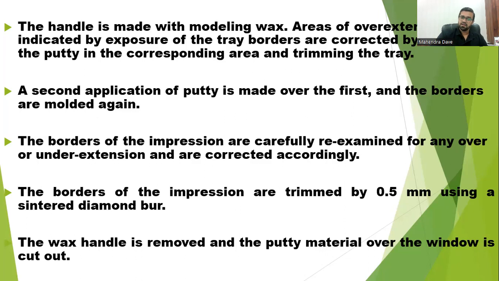The borders are again re-examined, and we should do a thorough examination regarding the under extension or the over extension of the impression. The borders of the impression are trimmed by 5.5 mm using a sintered diamond burr. The wax handle is then removed and the putty material over the window is cut.